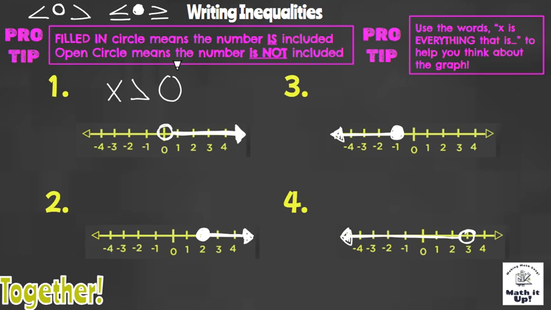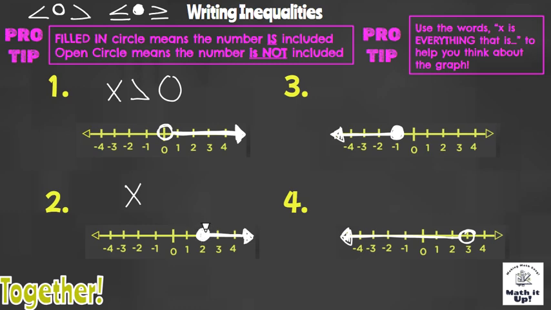All right, so see how that works? Using these words can really help you think about it so that you can really get that visual in your mind of what it needs to look like. Let's go down to 2 here. So X is everything that is.